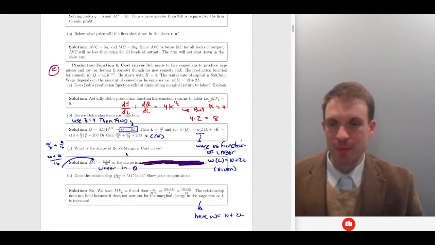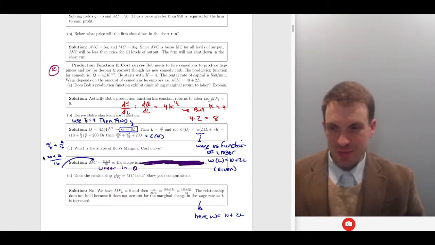So what's the shape of Bob's marginal cost curve? Well, let's take the derivative with respect to Q. Derivative here is going to be 10/8. Derivative here is going to be 2Q over 32, or 10/8 plus Q over 16.